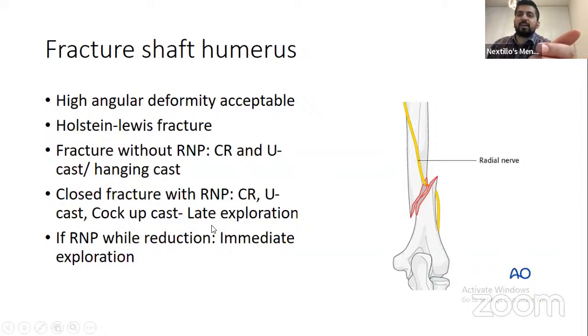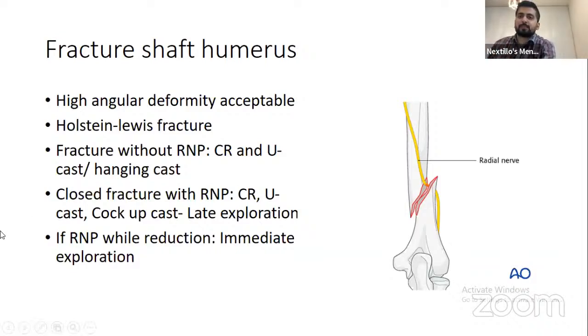Now, a cock-up cast. So fractures with radial nerve palsy which are closed fractures, we can manage with a cock-up cast and U cast, and these can undergo late exploration if there is no recovery of the radial nerve. Because what happens usually is that the radial nerve injuries in these fractures are neuropraxias. Now, neuropraxias, as you all know, can recover with time. So we can give it some time for recovery. And if there is no recovery, then we should always explore and see why the radial nerve is not recovering.